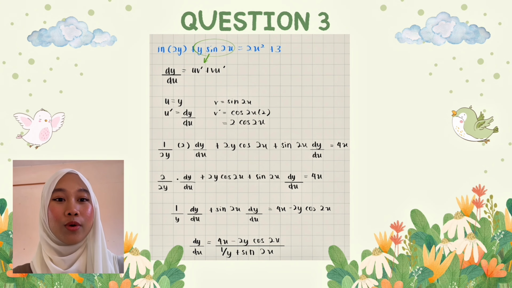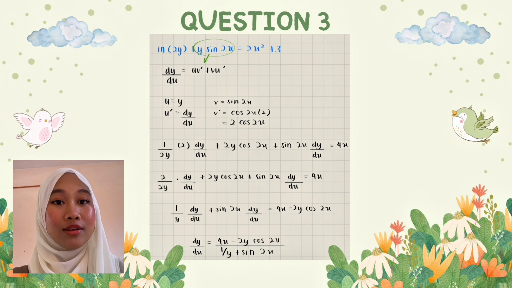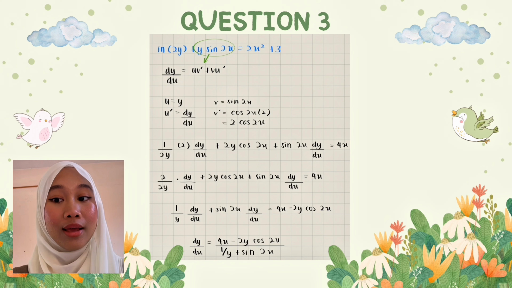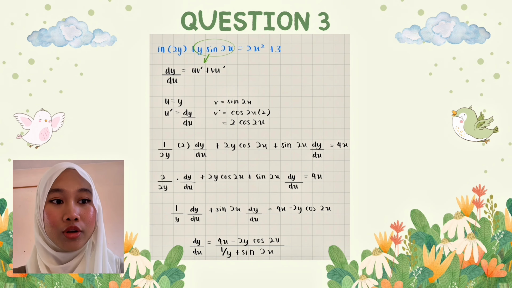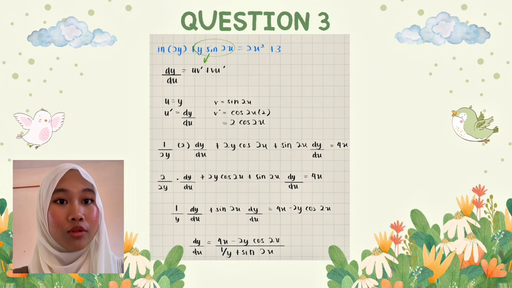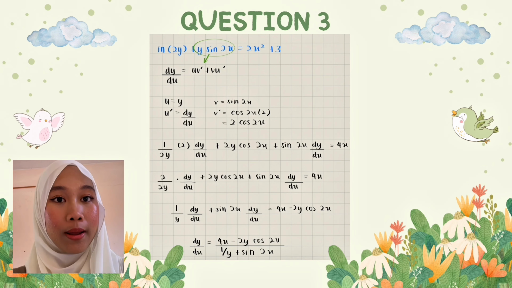Now, look at this question. Given ln 2y plus y sin 2x equals x squared plus 3. Find dy dx using implicit differentiation. First, we must differentiate both sides of the implicit function with respect to x. As we know, for this question, we must use the product rule, which is u multiplied by v prime plus v multiplied by u prime.